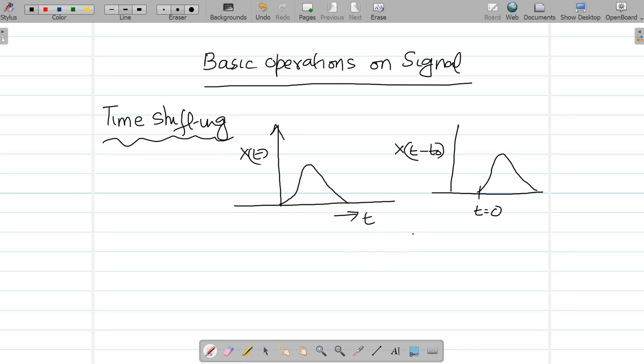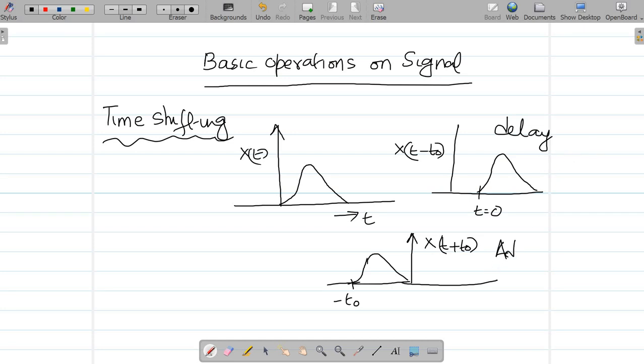Suppose the same signal is shifted forward, this is called delaying in time. We are trying to delay the signal. Whereas if we try to shift it backward, say by negative t0, then this can be represented as x of t plus t0. So here I am shifting it backward, and this is called advance. Here I have delayed it, and here it is advancing of the signal.